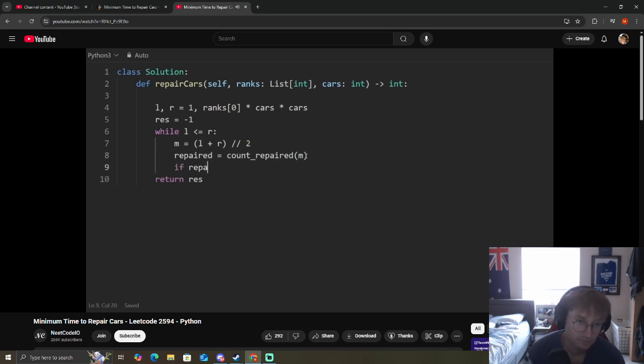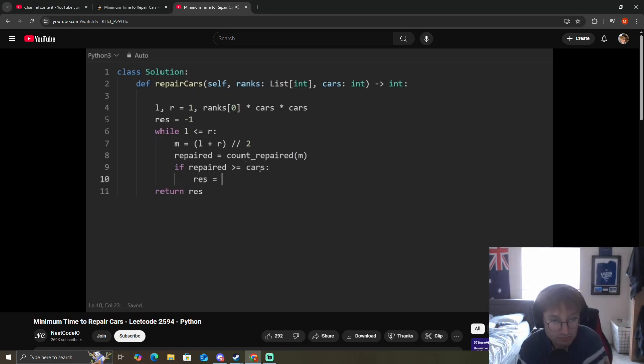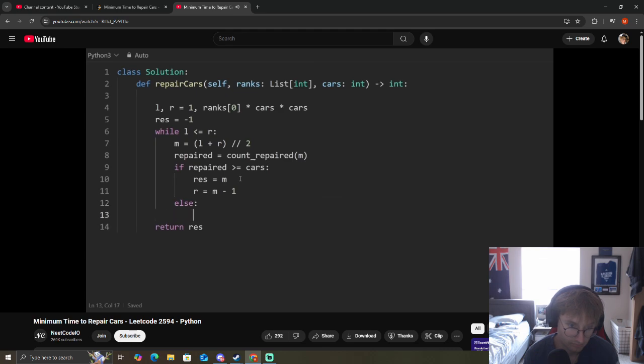If the repaired count is greater than or equal to the threshold, which is just the total number of cars that we're given, that's good. We can update our result to this time. Then we can shift our right pointer so that the time can be less than this. Otherwise, we'll do the opposite. We did not find a satisfactory time, so we need to increase the threshold. We need to set our left pointer to be mid plus 1 so that we can look for bigger values. We're guaranteed that this condition will execute at least once.